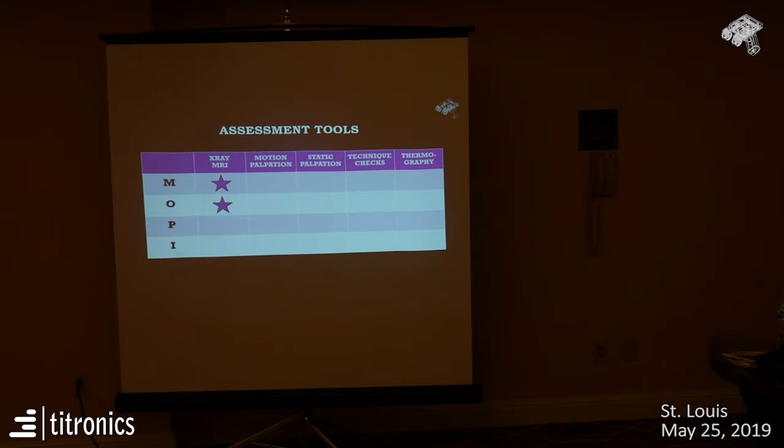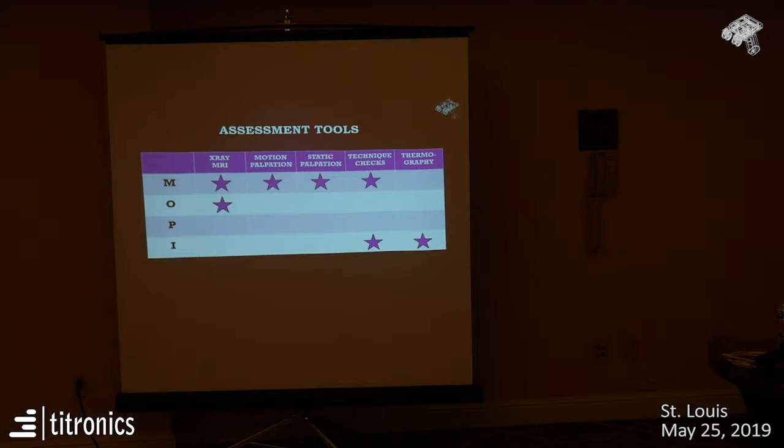What about motion palpation? Can it show us malposition or malfunction? Malfunction. What about occlusion? Can it show us there's occlusion? Can it show us pressure? Not directly. Can it show us interference? No. What about static palpation? It can show us basically if something's not in the right place with its neighbor, right? What about your technique checks? That can actually show interference, because that's what it's checking, right? Interference in the balance. And thermography is over here.